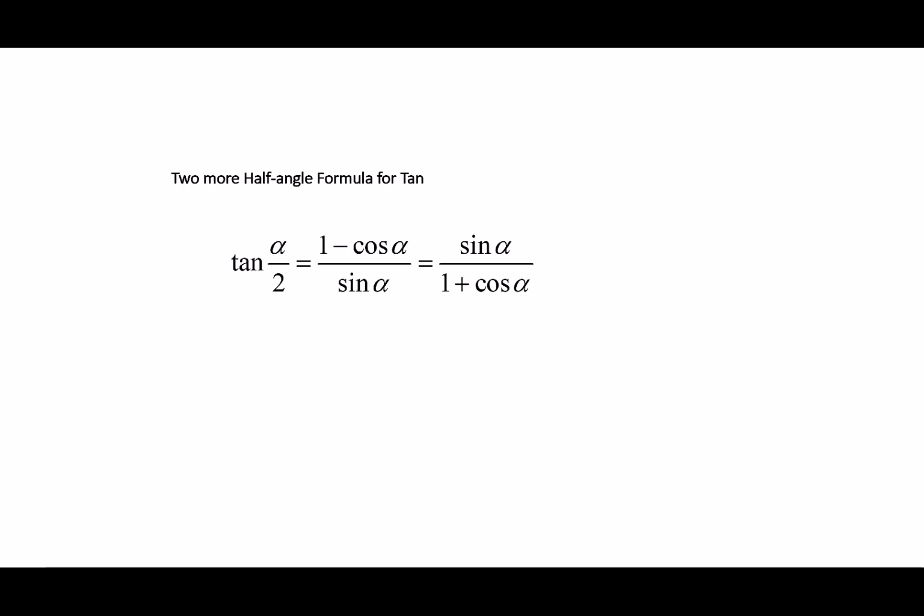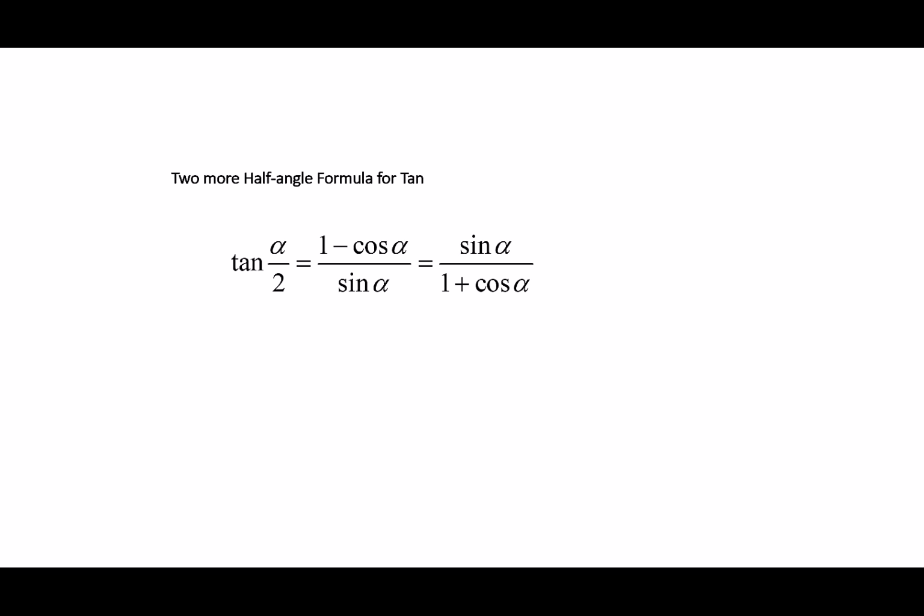Before I move on to the next problem, I want to give you two more equations for the tangent of alpha over 2. This time I'm not going to derive them. I think we've probably done that enough. I'm just going to tell you that tan alpha over 2 could be expressed as 1 minus the cosine of alpha over the sine of alpha, or you could also express it as the sine of alpha over 1 plus the cosine of alpha.